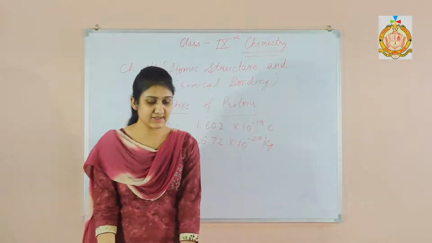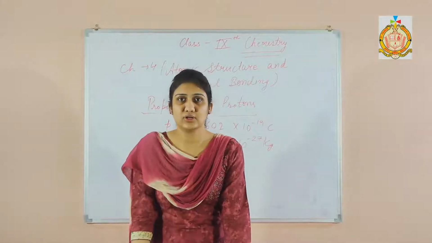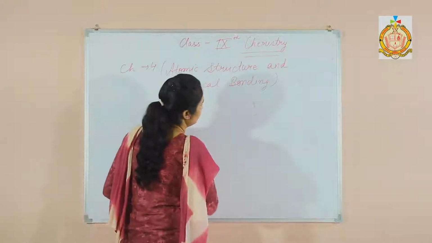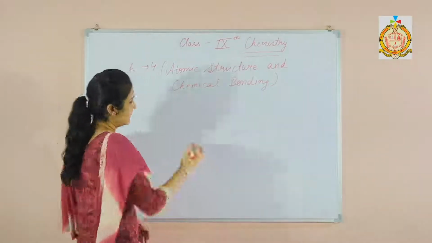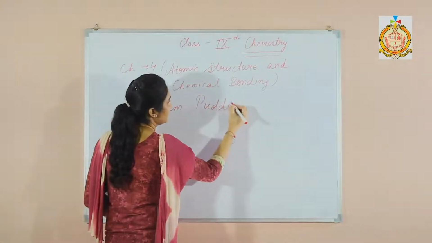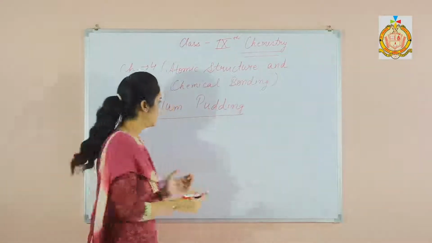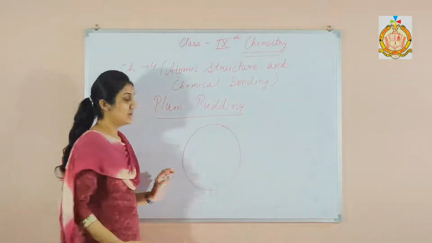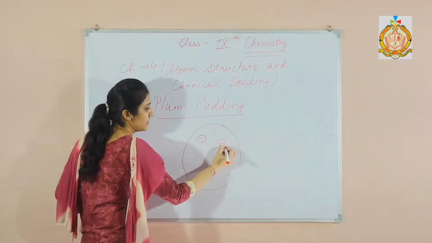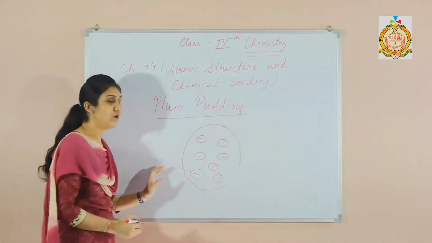Next we shall discuss some models. J.J. Thomson, according to his observation, gave a model and called it the plum pudding model. According to him, he considered the atom as a sphere, and he supposed that the electrons are embedded in the sphere uniformly.